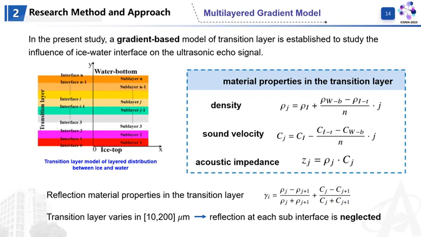Furthermore, we can obtain the reflection material properties in the transition layer. The whole thickness of this transition layer varies from 10 to 20 hundred micrometers. It means the thickness of each sublayer in the transition layer is identical, and the reflection at each sub-interface can be neglected.